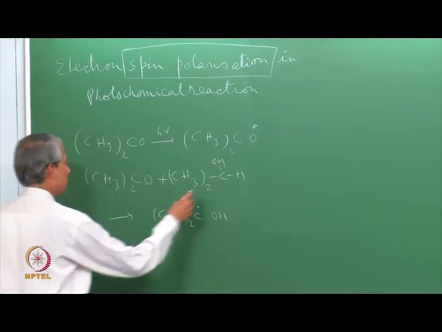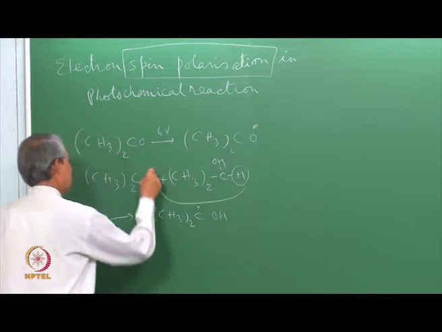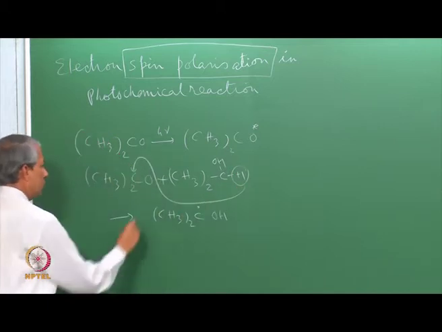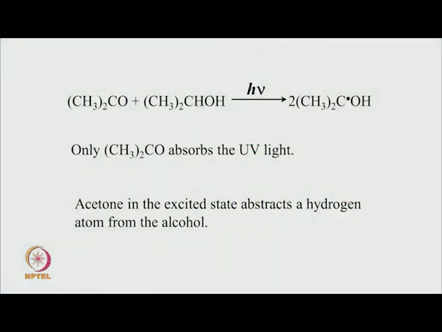So, here the reaction is that this hydrogen atom gets abstracted by this to produce these 2 radicals of this kind. Now, this is the overall reaction. Acetone is excited by the light, and it abstracts a hydrogen atom from the alcohol.